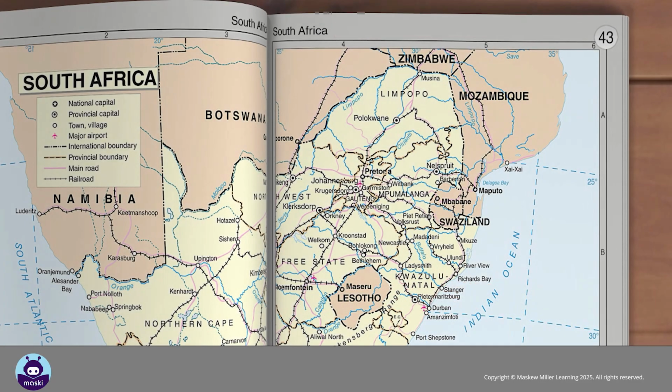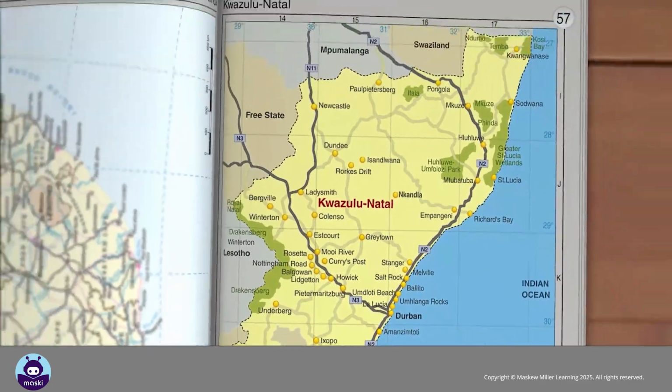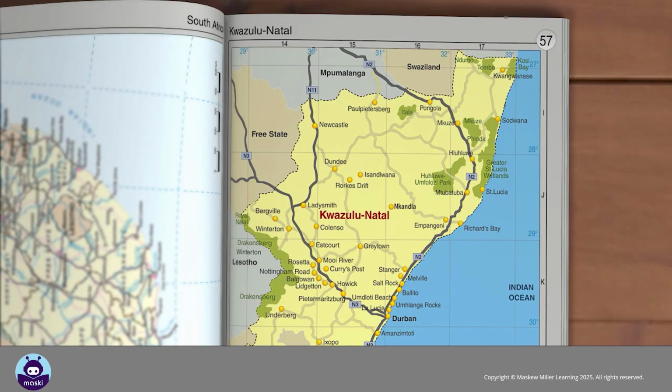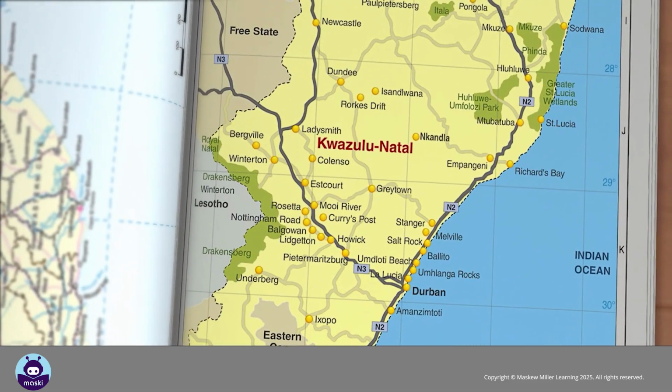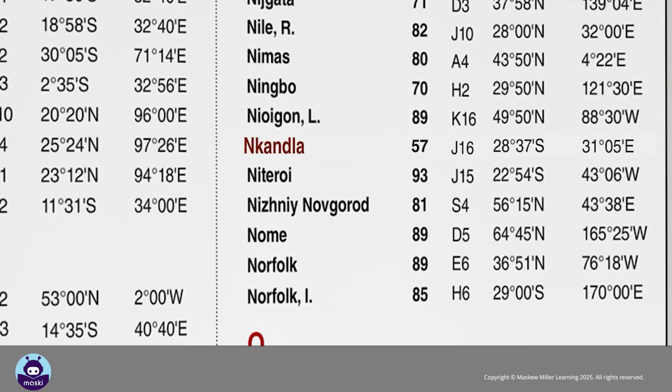of Durban. An atlas index can be used to find places on provincial maps too. This is a provincial atlas map showing part of KwaZulu-Natal. Let's look up Nkandla in the index of the atlas. The index shows Nkandla, 57, J16, 28 degrees and 37 minutes south, 31 degrees and 5 minutes east.